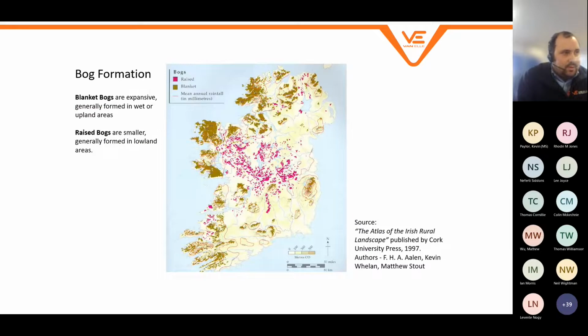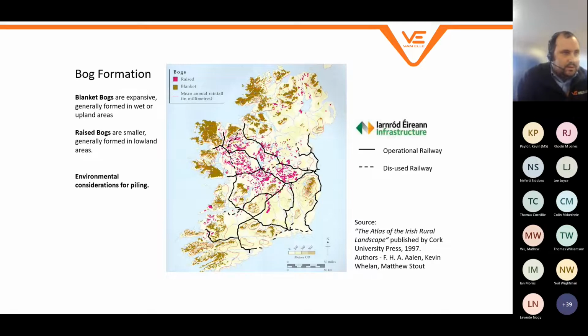Ireland, for those that aren't aware, is one of the main areas of bog formation in Europe. So if you were to look at all the areas of bog, raised or blanket bog, the two different formation types are highlighted on the map. And when you superimpose the Irish Rail network, you can see that the middle section of the country, pretty much most of it crosses a bog at some point.